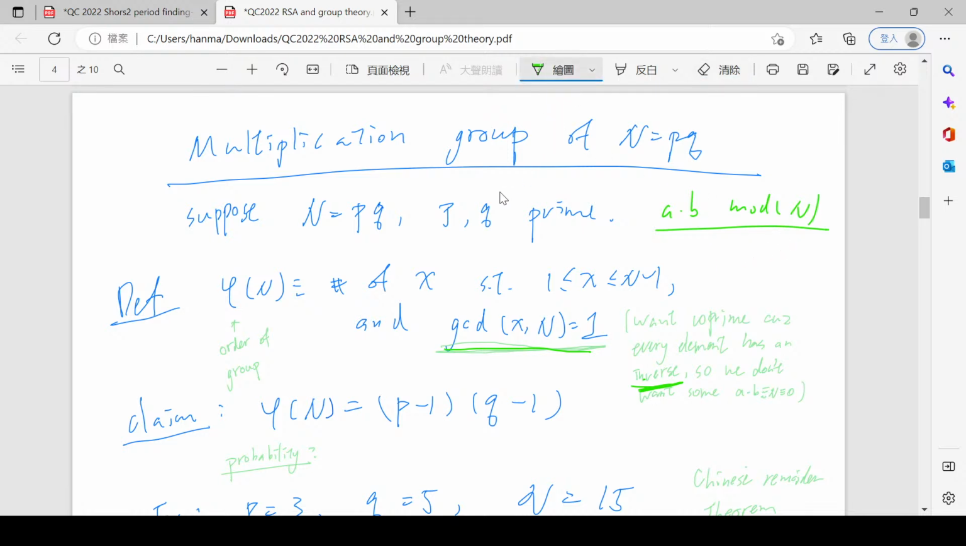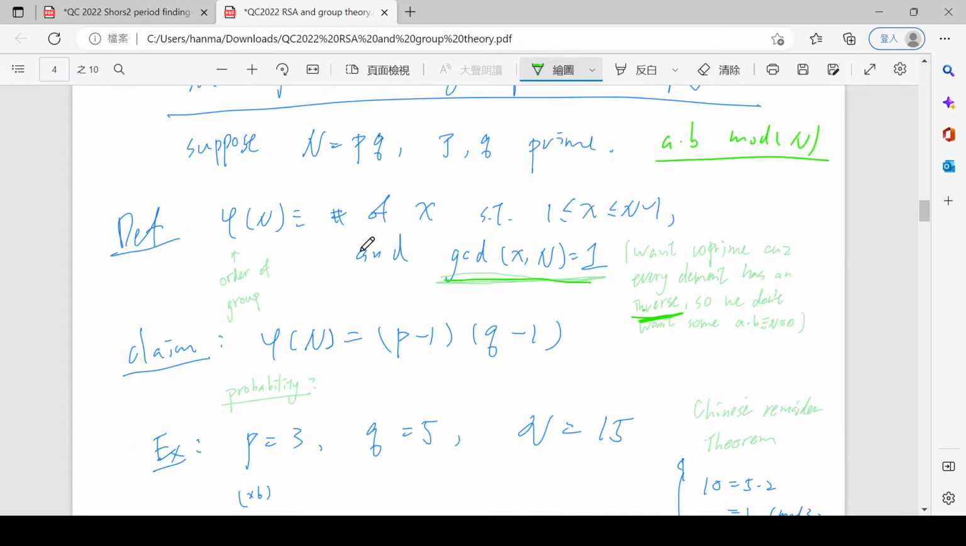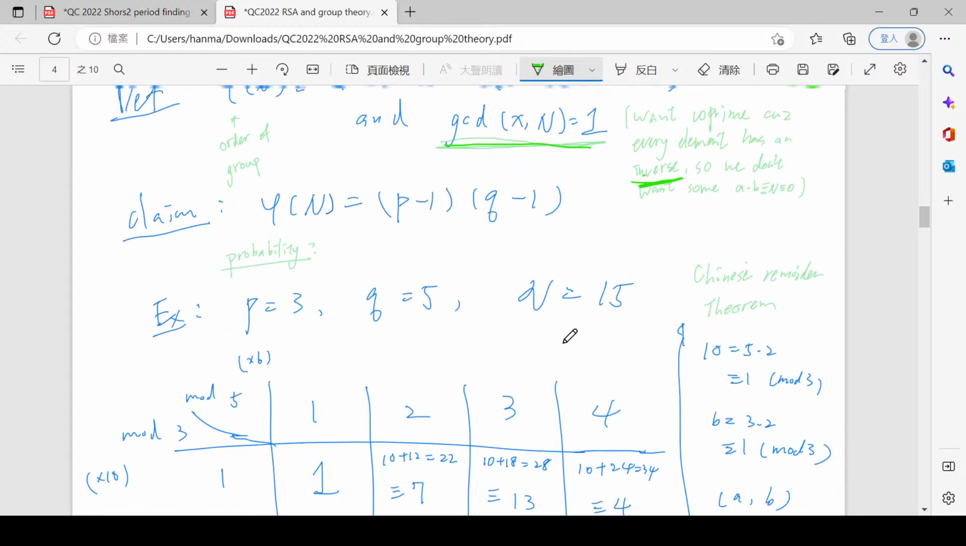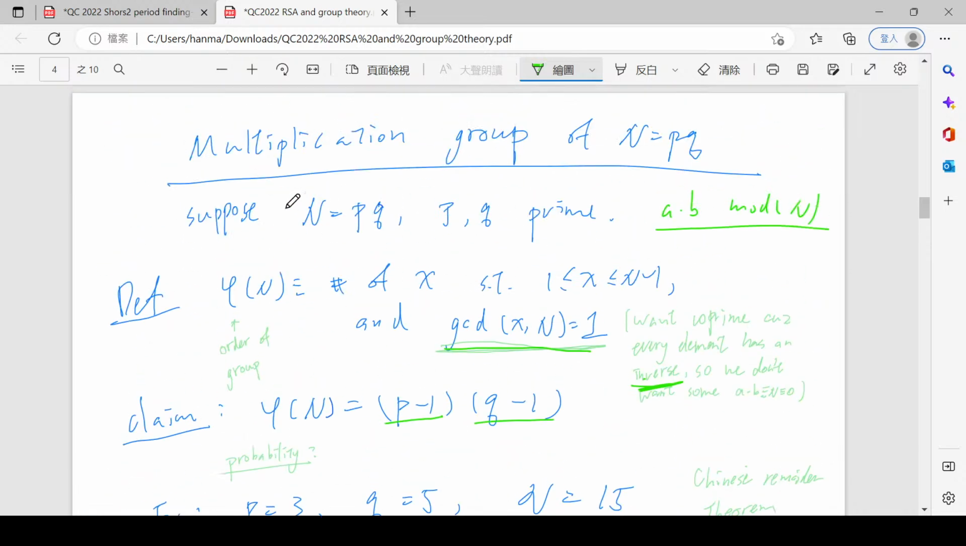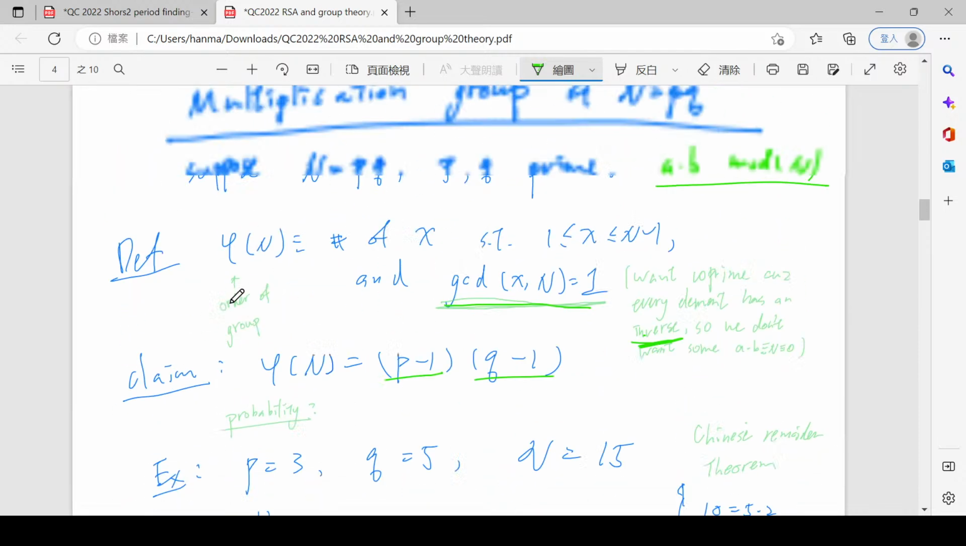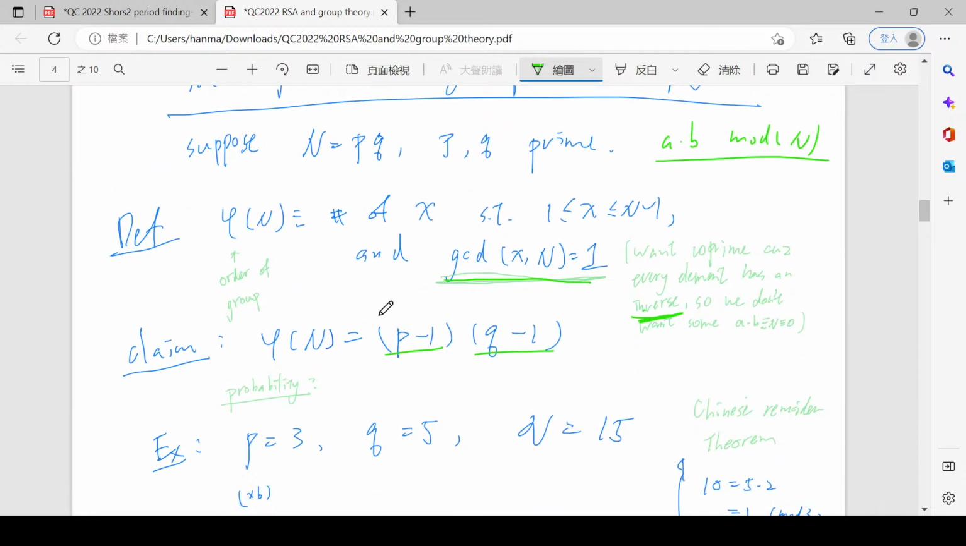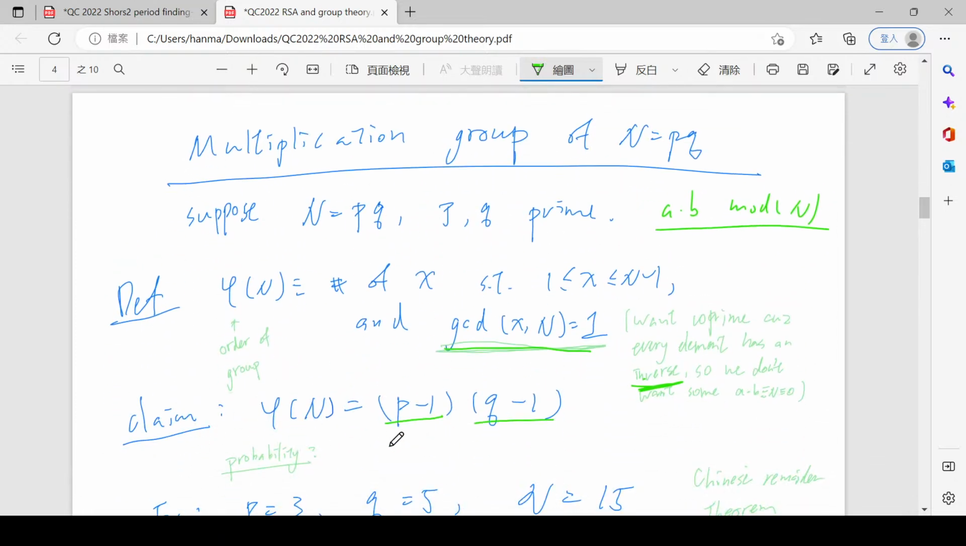Now the question is how many elements are actually here. What's the order of this thing? We claim the answer first. The answer is that the number is p minus 1 times q minus 1. This is not quite a proof, although we'll prove this is correct, but you can get an intuition from just probability. Right? Because if you think about things from, let's say, oh, what is it?